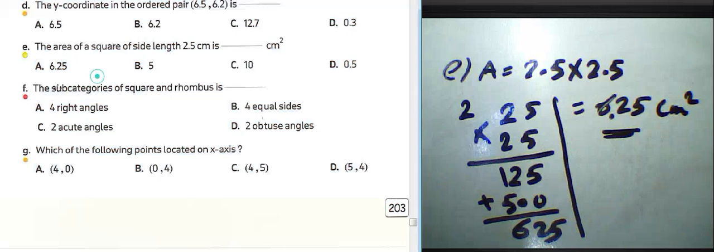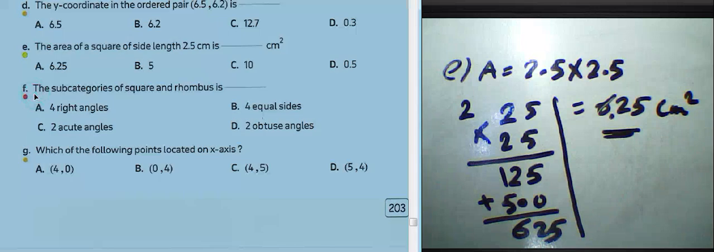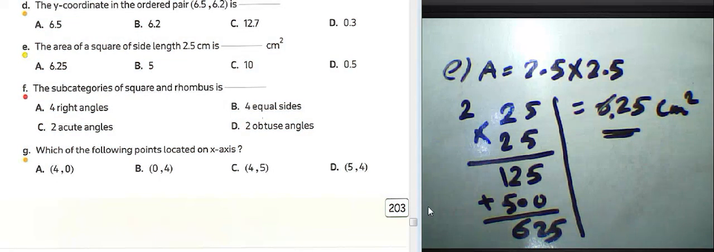Question letter F. What is the difference between a square and a rhombus? A square has 4 right angles and 4 equal sides. A rhombus has 4 equal sides and 2 obtuse angles. What is equal between square and rhombus? 4 equal sides. Letter B. Choose letter B.